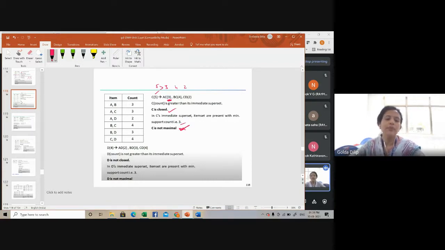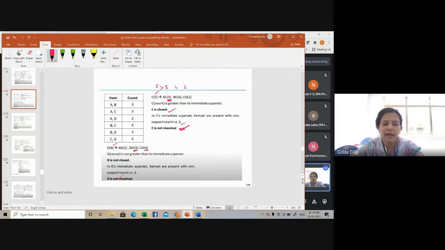Then what about D? For D, the support count is 4. It is not greater than its immediate supersets; it's actually equal to one of them. You have 2, 3, and 4. So it is not greater, and it is not closed. Again, there is a superset with the minimum support count value, which is 3.